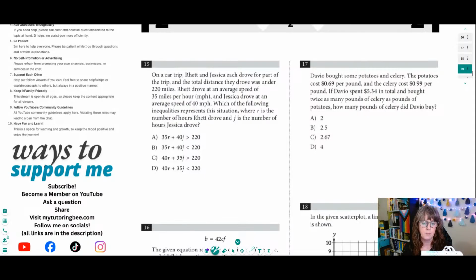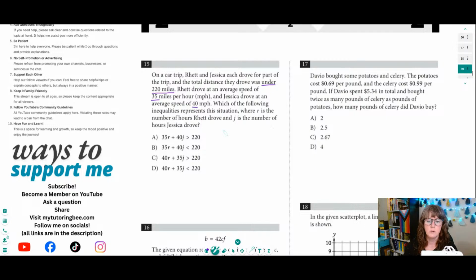On a car trip, Rhett and Jessica each drove for part of the trip, and the total distance they drove was under 220 miles. I'm just going to underline that part. Rhett drove at an average speed of 35 miles per hour, and Jessica drove at an average speed of 40 miles per hour. Which of the following inequalities represents a situation where R is the number of hours Rhett drove and J is the number of hours Jessica drove? Okay, that makes sense.